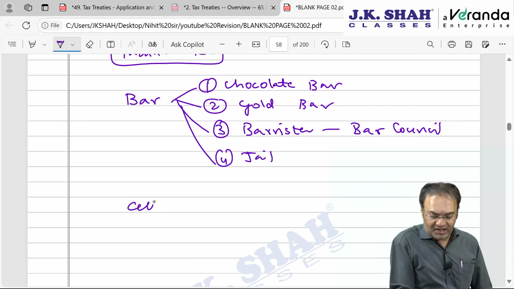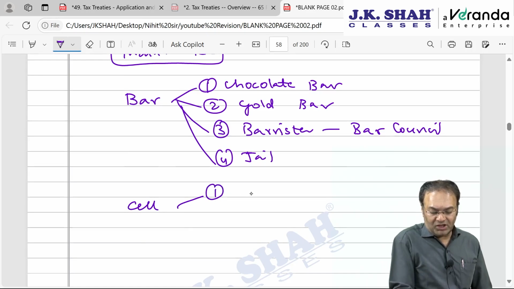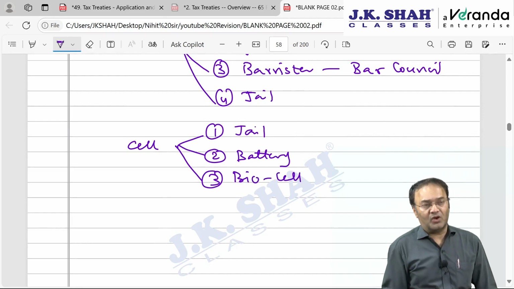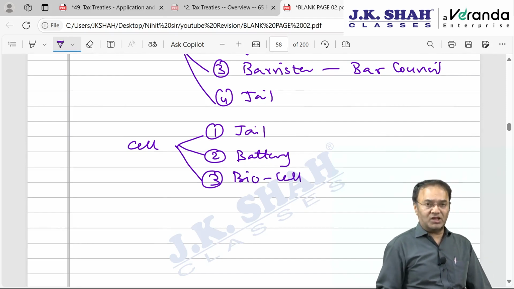The word cell is also used. One meaning of cell is jail. Jail is also called a cell. Second is the battery, mobile cell, mobile battery. Pencil cell, we call it. Cell also means a biological cell of the body, of living things or living organisms. So different meanings are possible.